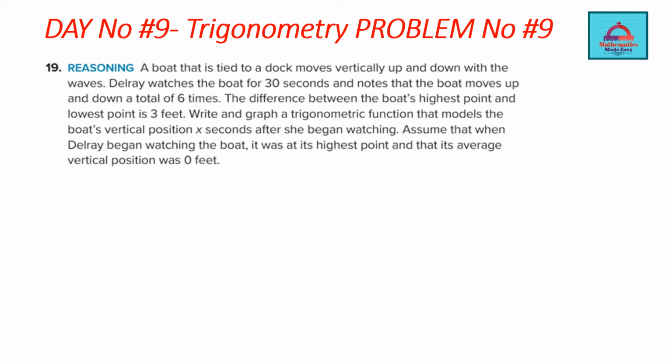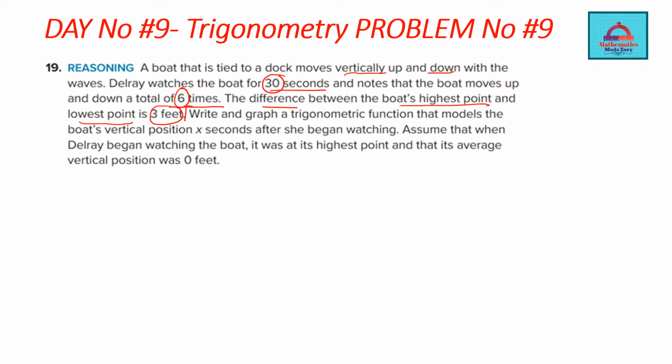So a boat is always tied to a dock that moves vertically up and down with the waves. Del Rey watches the boat for 30 seconds and notes that the boat moves up and down a total of 6 times. The difference between the boat's highest point and the lowest point is given to be 3 feet. So we are underlining and highlighting the important information.